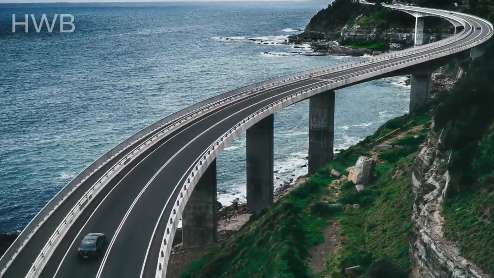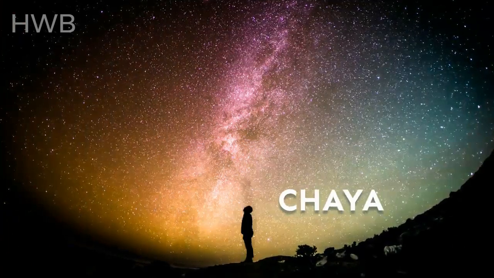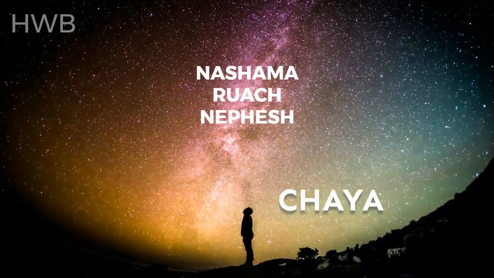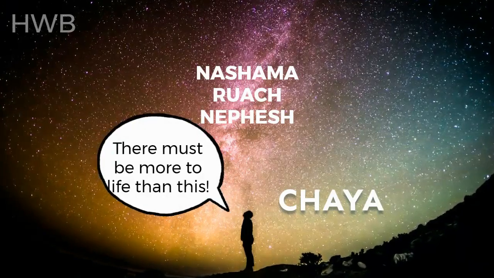The soul programming of Chaya seeks to pierce the curtain of life in order to see what's backstage, what's pulling the strings, what life is, what life's purpose is. The Chaya soul mind program looks at the world from the former three soul programs, NEPHESH, Ruach, and NESHAMA, and says, there must be more to life than this.